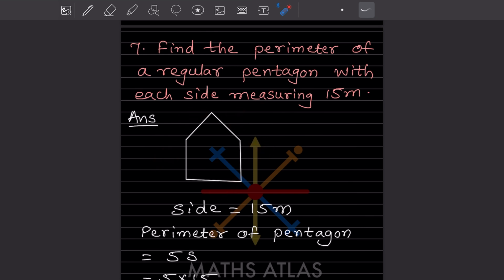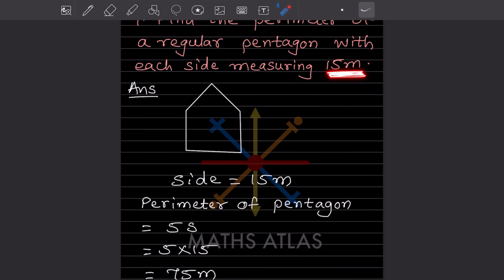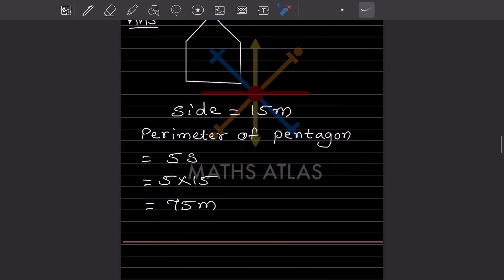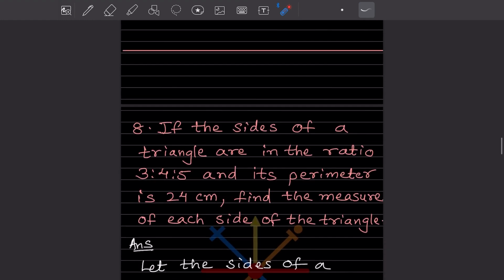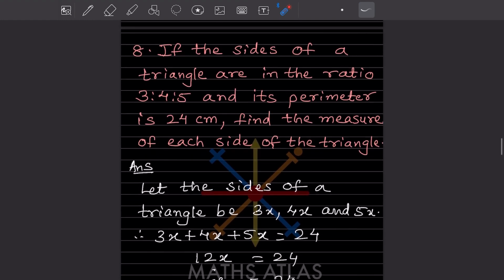So now we can say the side is 15 meter. Perimeter of pentagon is 5s because there are 5 sides. They have given you the side, that is 15, so just put 15 here, which is 75 meter. These are easy, you only should know the formula and understand the concept by drawing the figures. Drawing the sides of the figures is not compulsory, but if you draw the figure, it will be more clear.